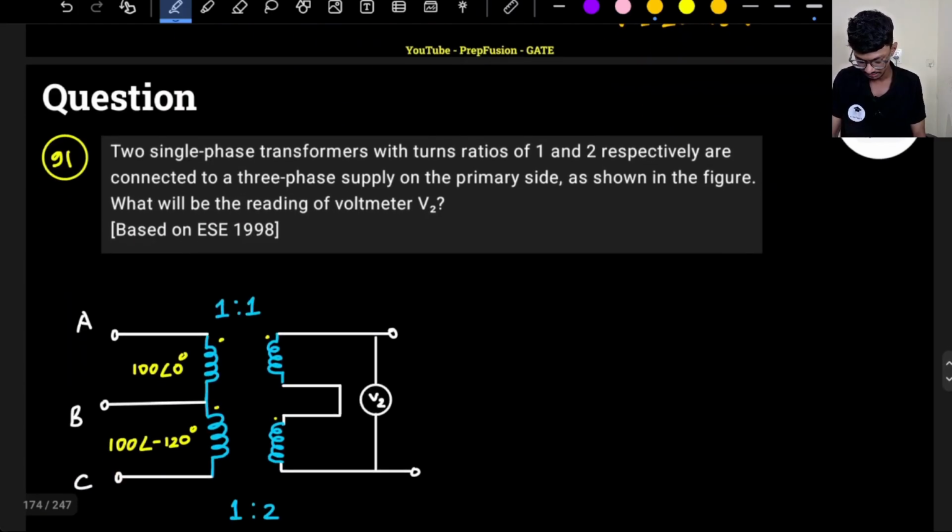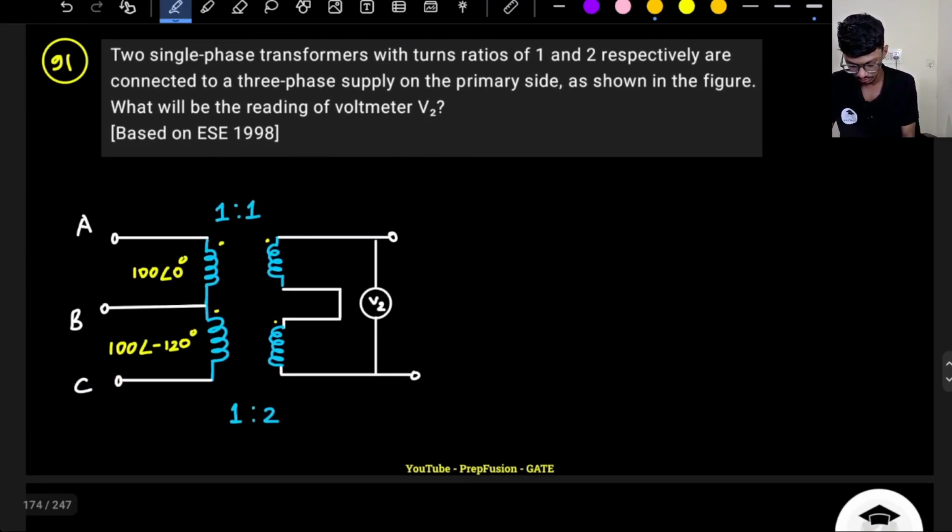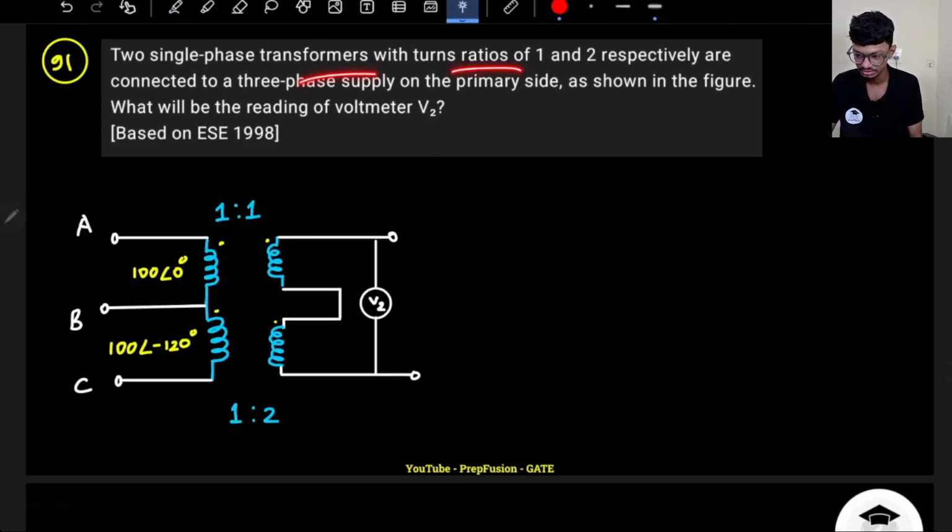So let's now solve the next question. Two single phase 1:1 transformers with turns ratio of 1 and 2 respectively are connected to a three phase supply as shown in the figure. What will be the reading of voltmeter V2? So basically they are asking me what will be the reading of this voltmeter V2.